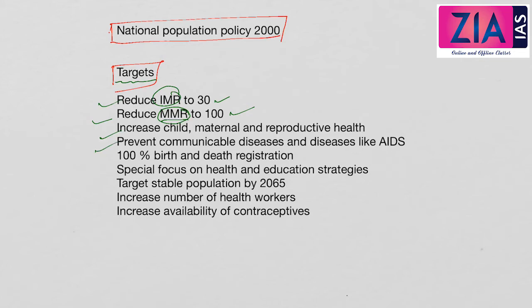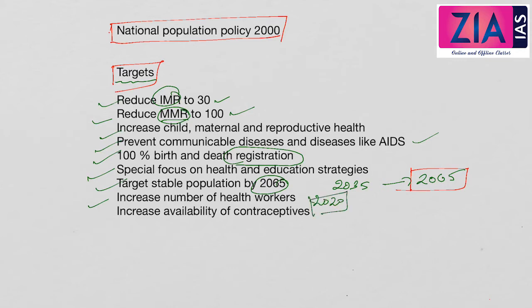Prevent communicable diseases and diseases like AIDS. Okay, that will also have a huge hit on the population trend and growth. So we have to prevent all these diseases. 100% birth and death registration has to be there in India. That is also an important formulation. And special focus on health and education strategies. Target a stable population by 2065. Initially it was 2035 and now it is shifted to 2065. India is focusing on having a stable population in the year 2065. Okay, increase the number of health workers including ASHA workers. So now we are in 2020. So there are a lot of changes from 2000 to 2020.